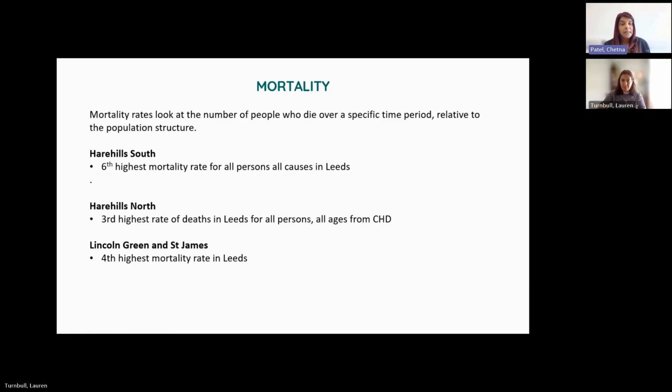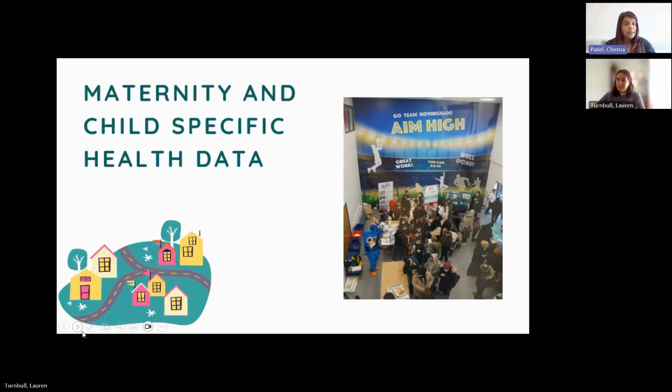And mortality, again, we can see 6th highest rate for Hare Hill South, a 3rd highest rate for Hare Hills North, for coronary heart disease, and 4th highest for Lincoln Green and St James's. So next slide, please. So maternity and child specific health data.